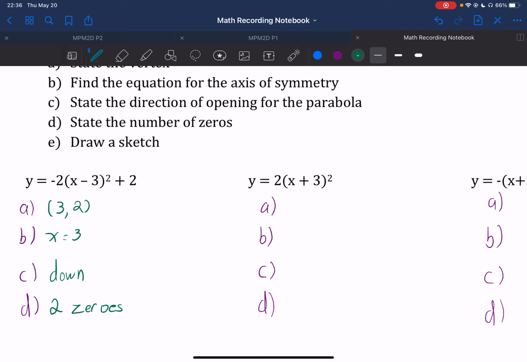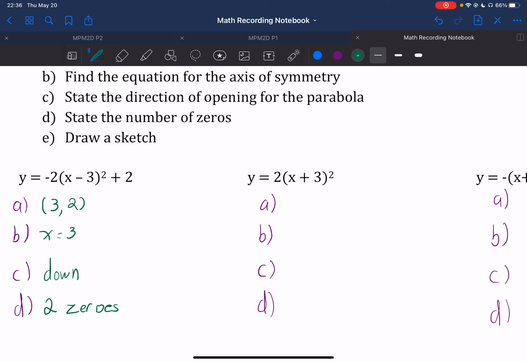So we're going to look at this one here. The next one, we have 2 bracket x plus 3 bracket squared. We're missing a k value. So if the k value is not here, it's going to be a 0. Looking at our vertex, we're going to take the opposite sign of the h. In this case, it's +3, so that means we're going to have -3. There is no k, so that means it's going to be a 0. Our axis of symmetry is the x value of our vertex, and so that's going to be x equals -3.